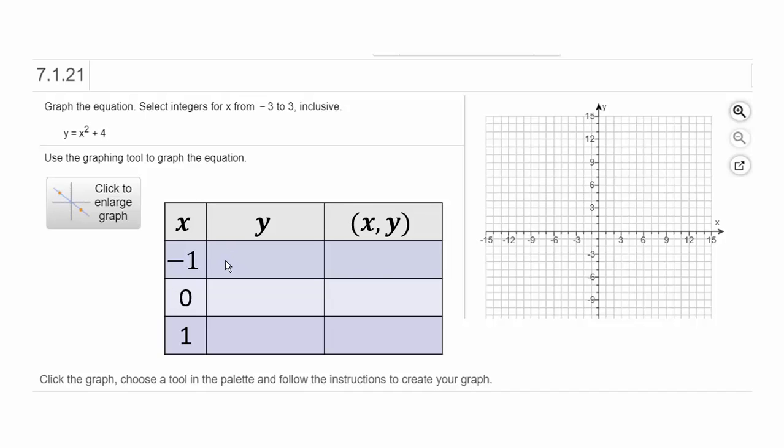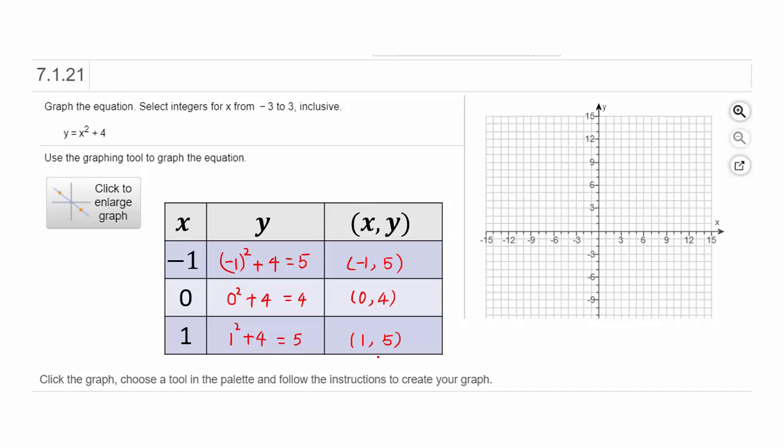For the first value, -1 squared plus 4 equals 5. So the first point is (-1, 5). Then we plug 0 into the same equation. So we have 0 squared plus 4, which equals 4. So the second point is (0, 4). Then the last value, 1 squared plus 4, equals 5. So the last point is (1, 5).